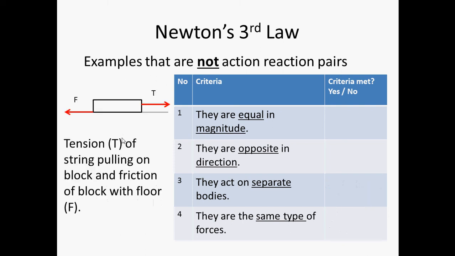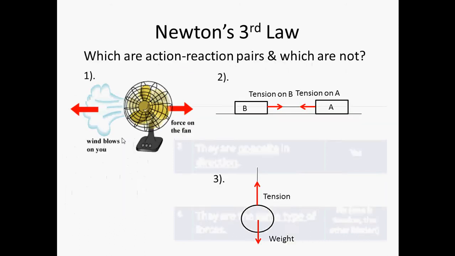Now, how about this one? Similarly, for the first two criteria, they are fulfilled. They have the same magnitude but in opposite direction. However, again, they do not act on separate bodies. They act on the same object, which is the block. And also, they are different forces. One is a tension, the other one is a friction. So they are definitely not examples of action-reaction pairs.